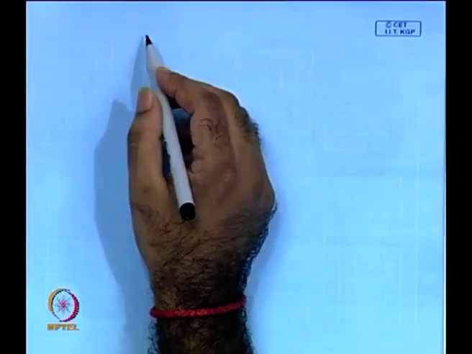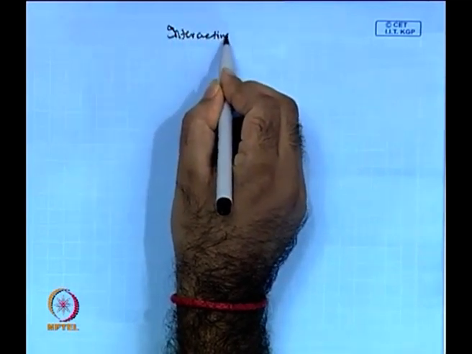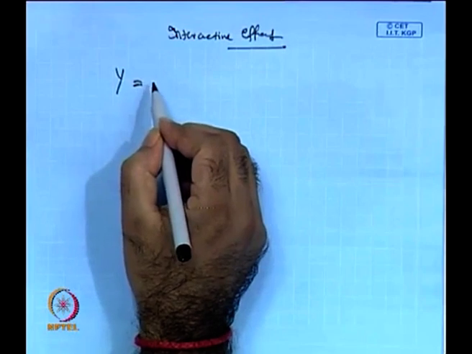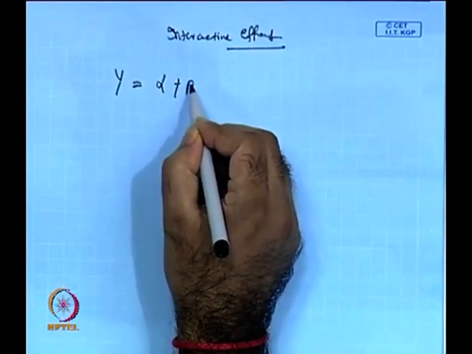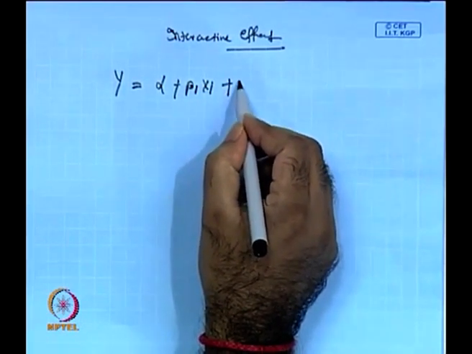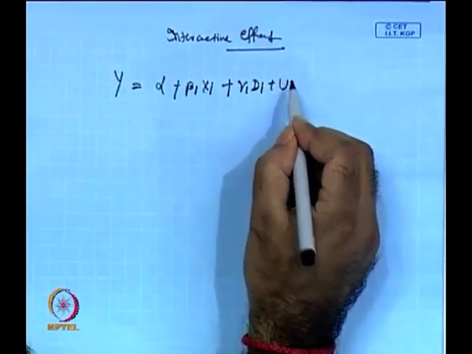Before I close this particular chapter and move to the other part, qualitative response dependent econometric modeling, I will highlight one thing here, the component called the interactive effect. Okay, for instance, with the simple quantitative interactive effect, this term is called an interactive effect. What is this? Let us start with a simple qualitative response regression model: y equal to alpha plus beta 1 x 1 plus gamma 1 d 1, then u.